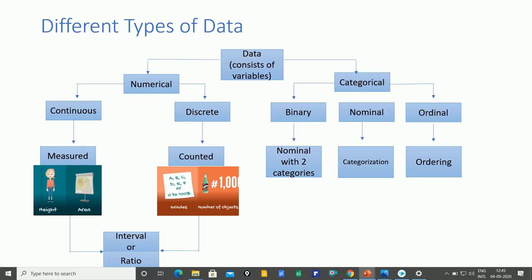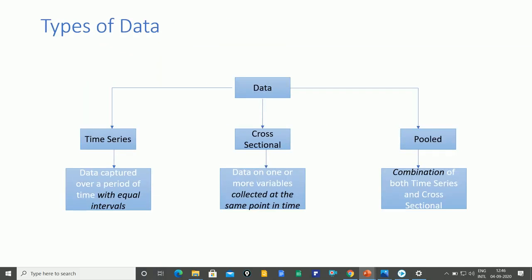Nominal scale data we have discussed can be used for categorization where the categories are greater than 2. And ordinal scale data is used for ordering purpose. Now the other ways how data can also be divided. So data can also be divided into three types: time series data, cross-sectional data and pooled data.